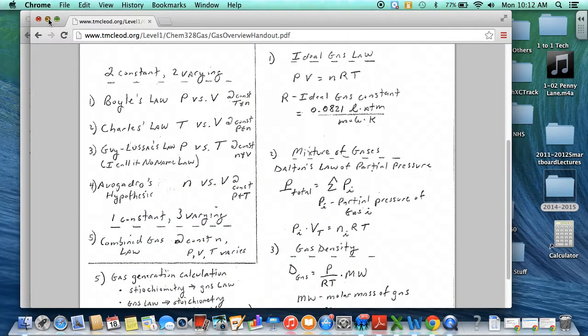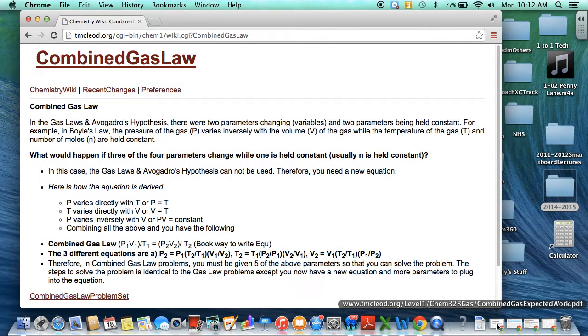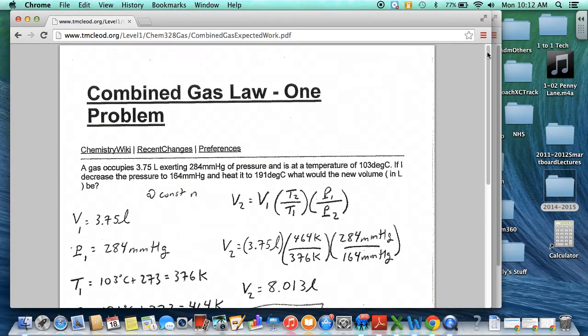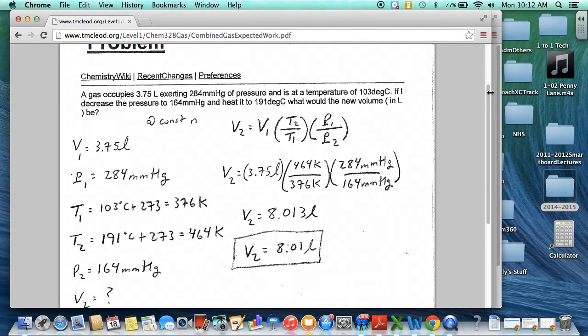Oops, that's the wrong one. Let's see, here it is. If you read the question, you see that you are doing something to the balloon or the gas. You can see the word decrease, and heat. So you are doing something, and you also know it's not a gas law or Avogadro's hypothesis problem because of all the information they give.